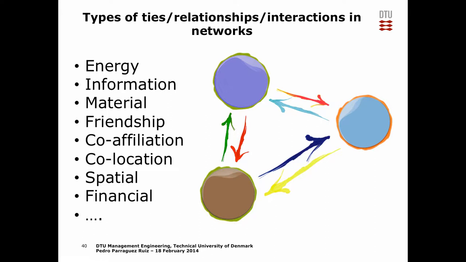And the types of ties, relationships, interactions, they have a lot of names, how things are connected, right? In networks they can be many. They can be energy, information, material. So if we exchange things, or in the context of an airplane, you might have fuel that goes through pipes. A number of things can be how a network is constituted. It can be friendship, which is a bit more difficult to pin down, but is there and we know it's real. It can be co-affiliation. If we are participants from the same organization or the same department, that can also be a way in which we structure a network. It can be co-location. If we are in the same place continuously, this might mean some sort of relation. It can be spatial, financial, etc.